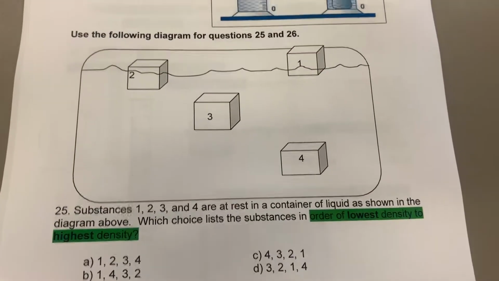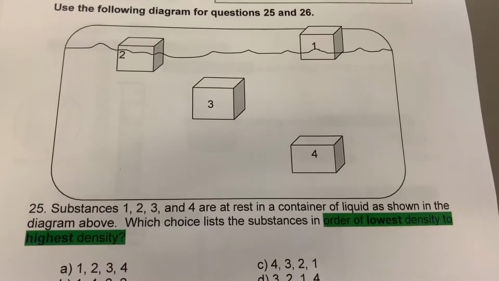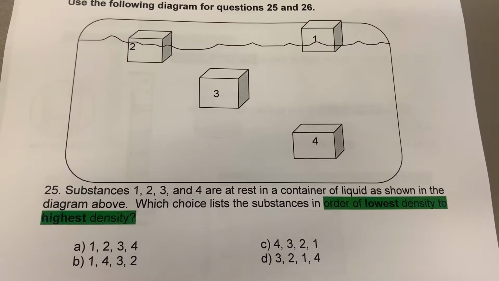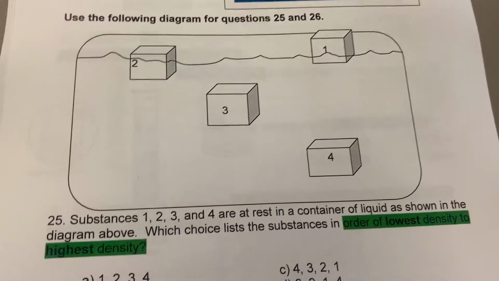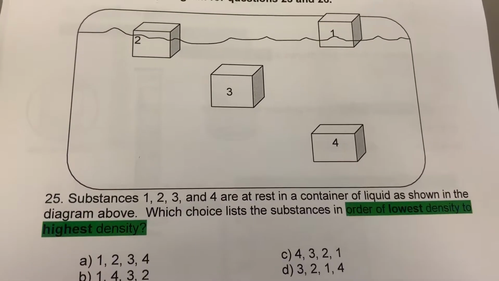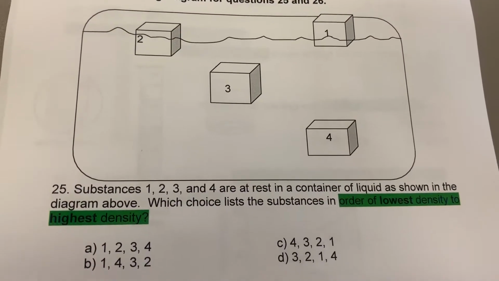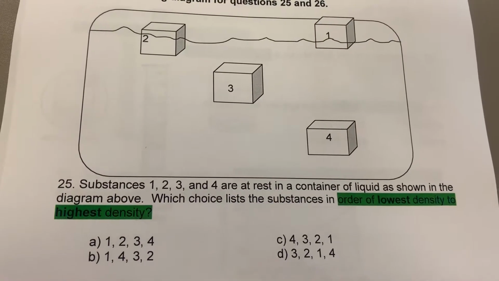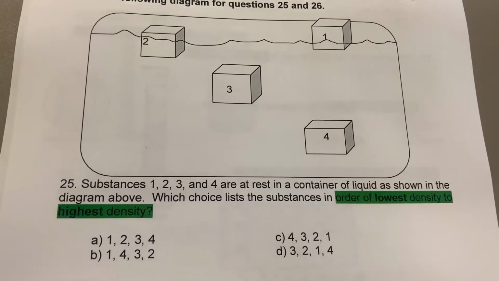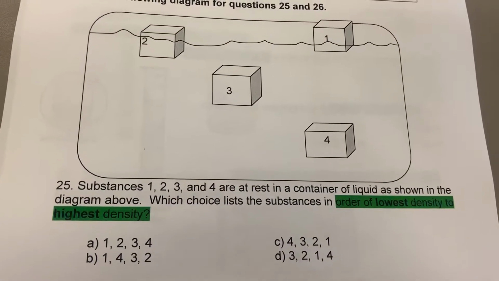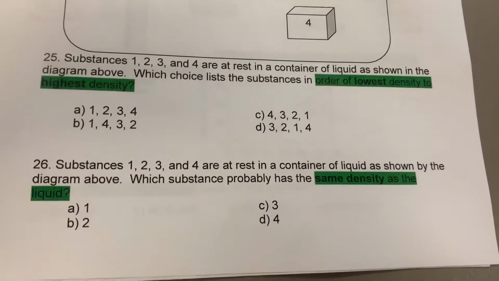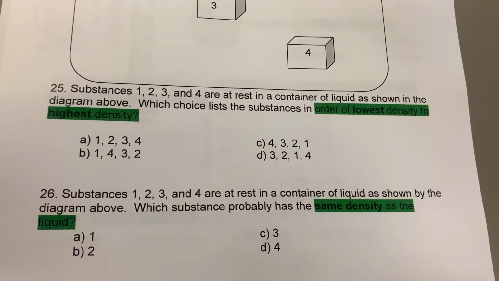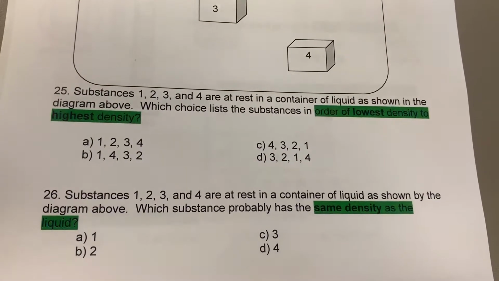Use the following diagram for questions 25 and 26. 25. Substance 1, 2, 3, and 4 are at rest in a container of liquid as shown in the diagram above. Which choice lists the substances in order of lowest density to highest density? So we're looking for lowest density to the highest density. 26. Substance 1, 2, 3, and 4 are at rest in a container of liquid, as shown in the diagram above. Which substance probably has the same density as the liquid?